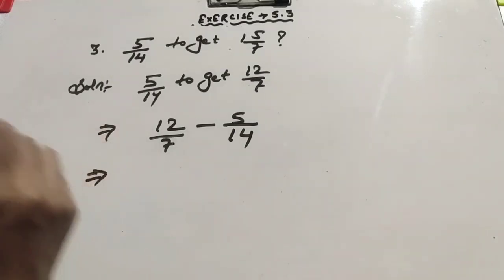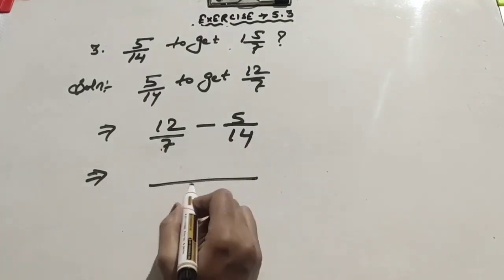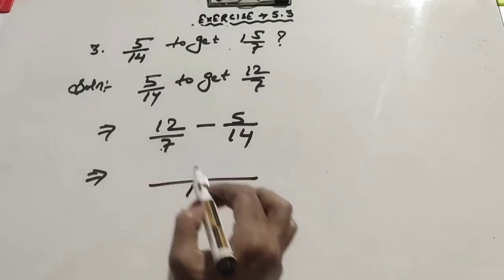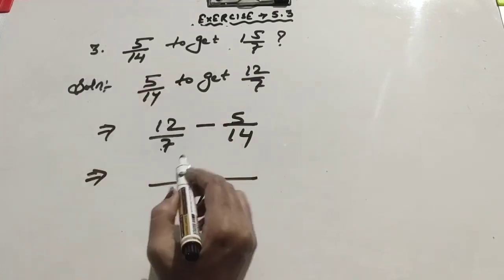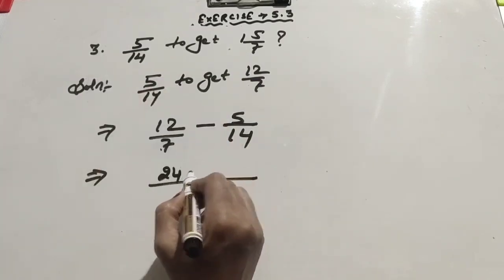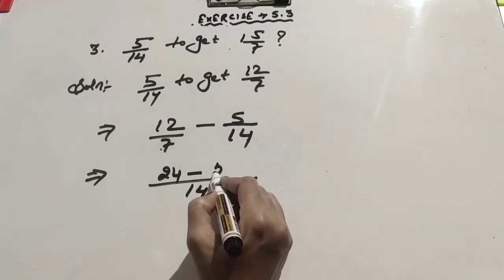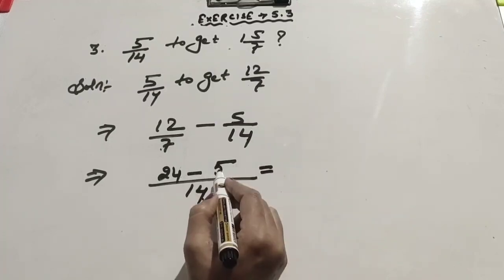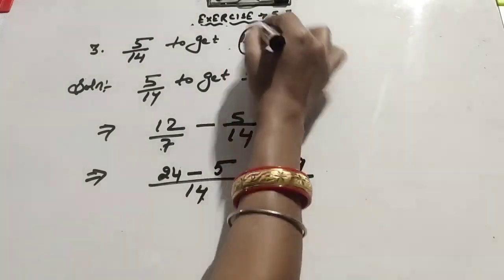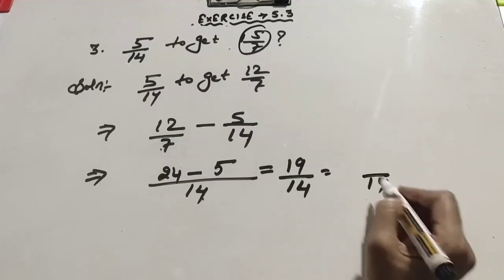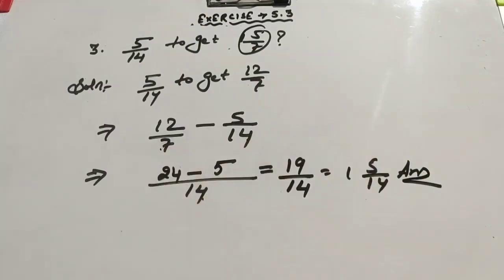So simply we can go with the process. 7 and 14, you take the LCM, then LCM should be 14. In the 7 table, 14 will come 2 times. So that 2 will be multiplied with 12. 12 2s are 24. Subtract sign. In the 14 table, 14 will come 1 time. That 1 will multiply with 5. So 5 1s are 5. 24 subtract 5 is 19 by 14. And because the question is given as a mixed number, the answer is also mixed: 14 1s are 14 plus 5 is your correct answer. Understood?